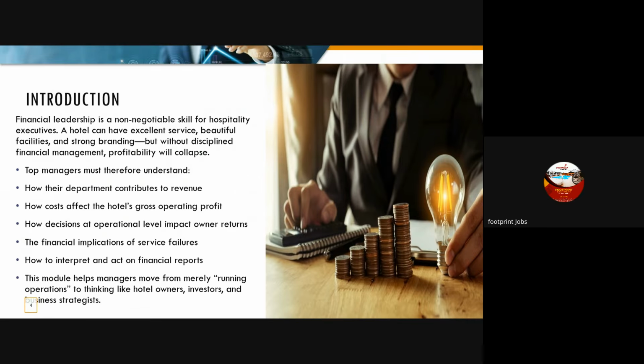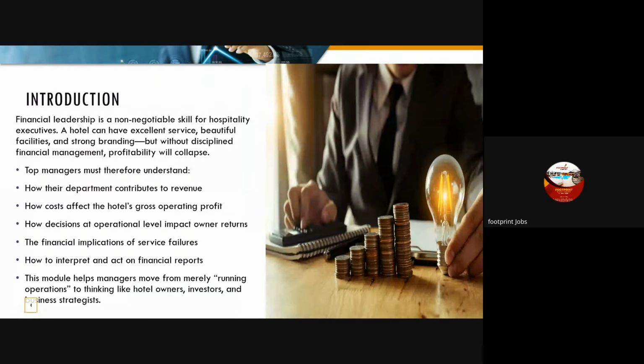profitability? Now, so it says here, a hotel can have excellent service, beautiful facilities, and strong branding, but without disciplined financial management, profitability will collapse. I'll take that again so you understand. The hotel can have excellent service. So most times we walk into very beautiful brands. It's not all of them that are financially successful or are doing very well financially. So it says there, the hotel can have excellent service, beautiful facilities like most of our facilities are, and strong branding, but without disciplined financial management, profitability will collapse.